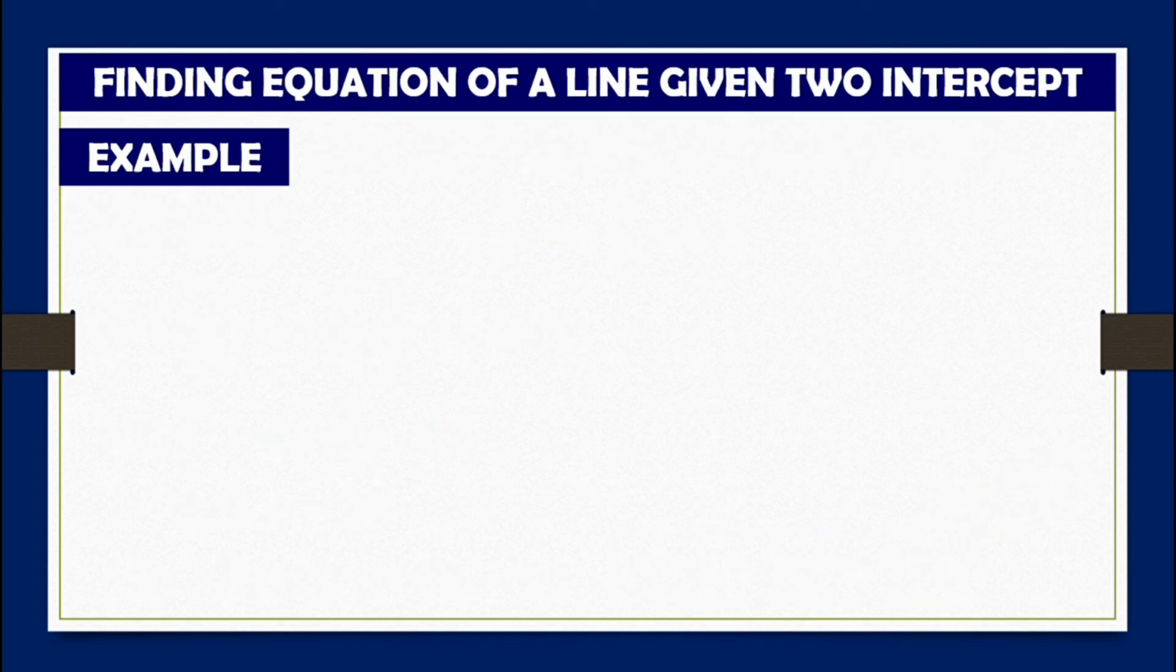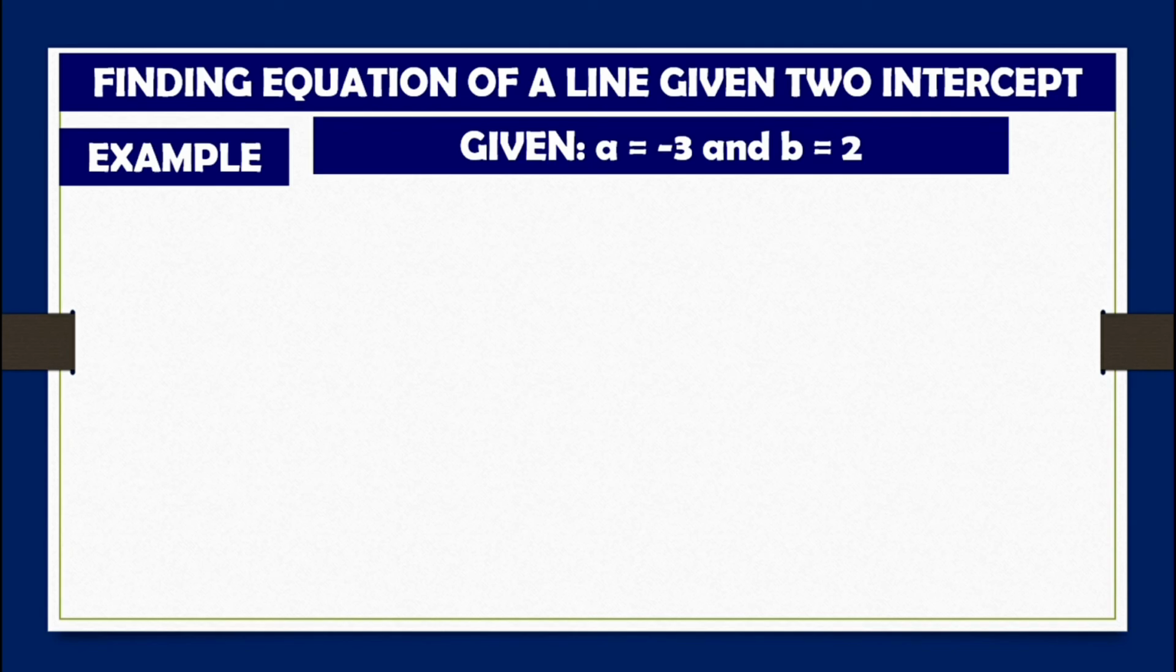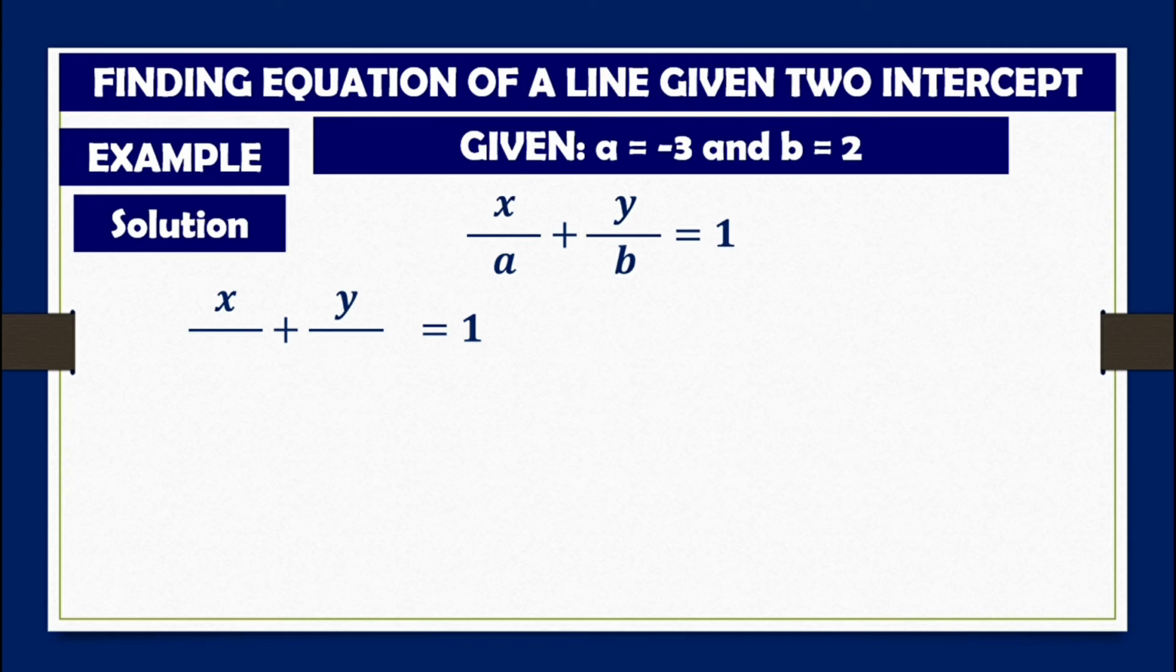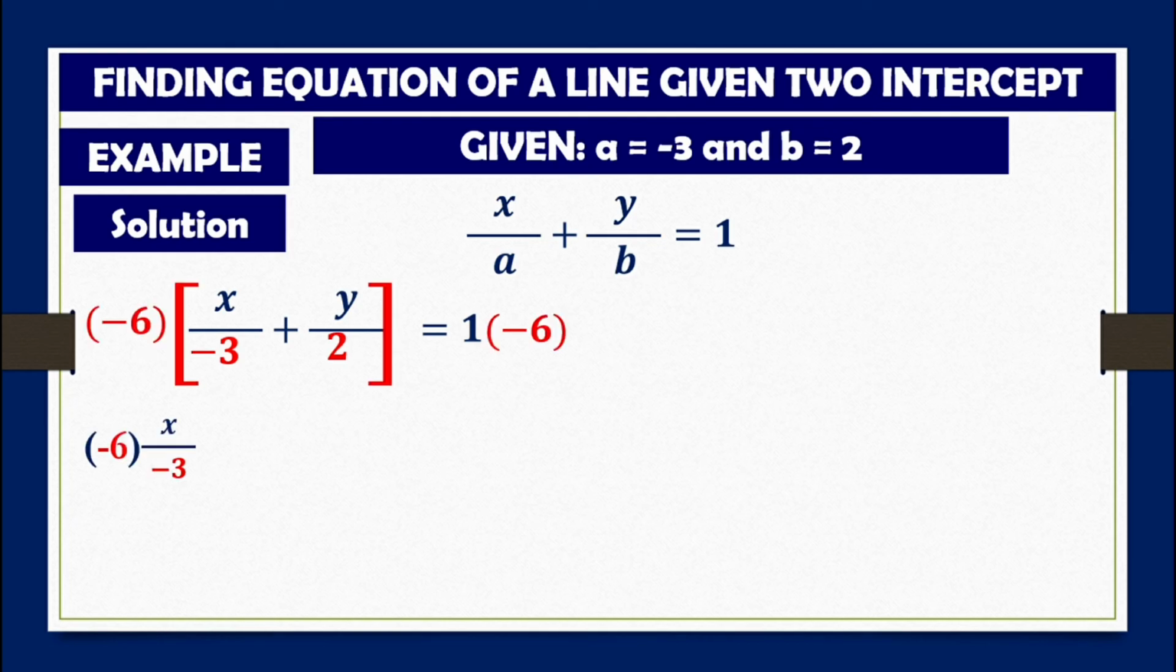Let's have another example. Given x-intercept equals negative 3 and y-intercept equals 2, substitute a, which is negative 3, and b, which is equal to 2. Again, simplify this one by looking for the least common multiple of our denominators, negative 3 and 2. In this case, that is negative 6. So it can be written as negative 6 times x over negative 3 plus negative 6 times y over 2 equals negative 6, a result of 1 times negative 6.